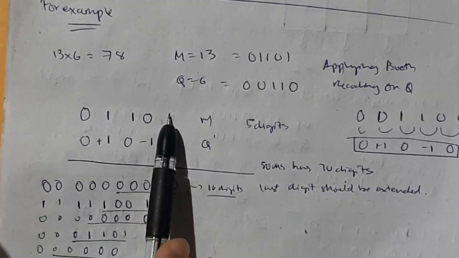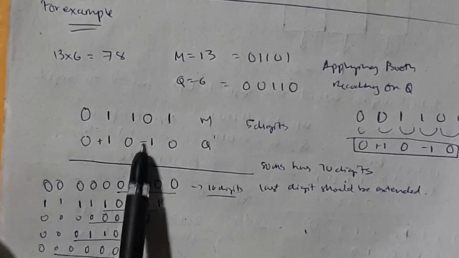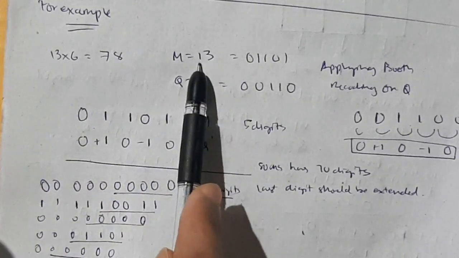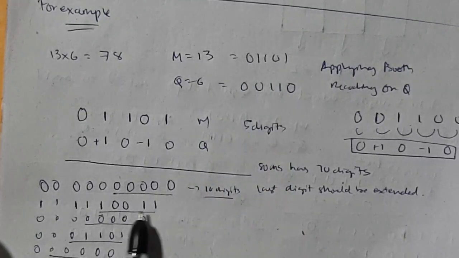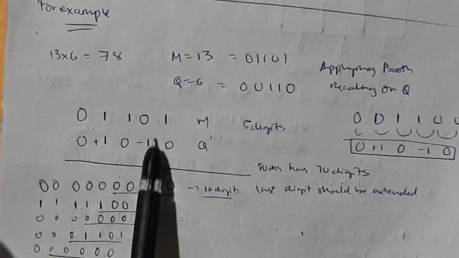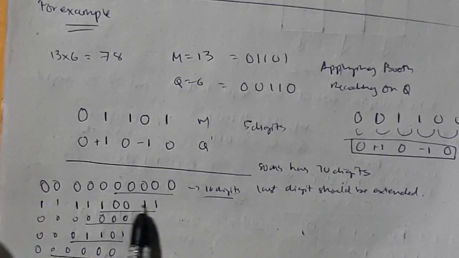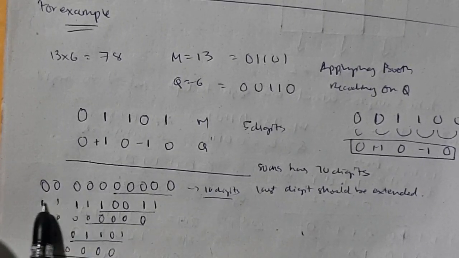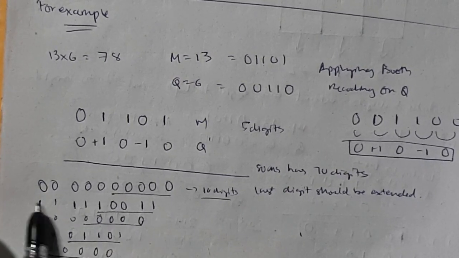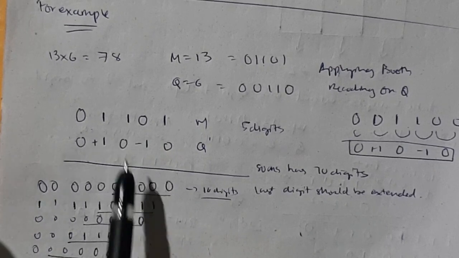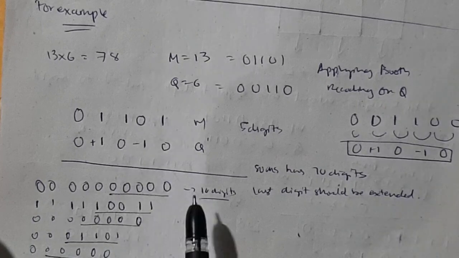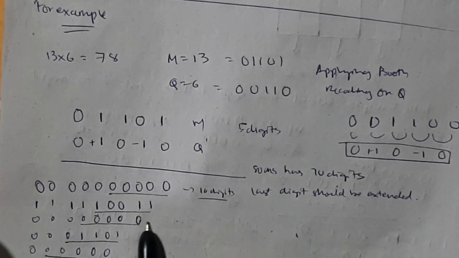Similarly for the second one, 1 into minus 1. Now what is minus 1? M is 13, right? So minus 1 means minus 13. Find the binary equivalent of minus 13, which is 10110. Write that here. By multiplying with minus 1 you have to write that minus 13 here, and whatever you get, that last digit you should extend till the end. In this case again it is 0 in the third step, so here you will write all this and extend the last digit till the end. Like that only, you have to leave one space for each step.